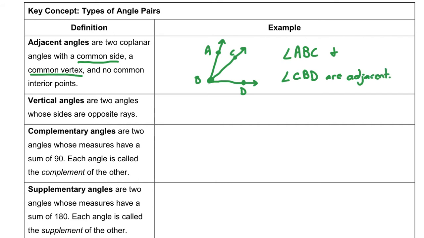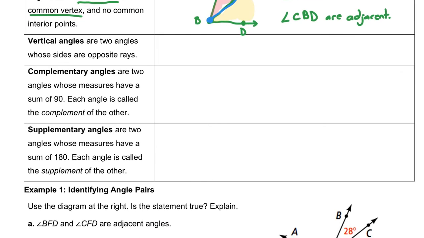Okay, so we talk about the interiors of them. This interior of ABC is totally separate from this interior of CBD. And I just want to illustrate, I'm going to use a marker for that, they share this side, and they share vertex B. So angles that are sharing a side and a vertex are adjacent angles. Adjacent means next to.